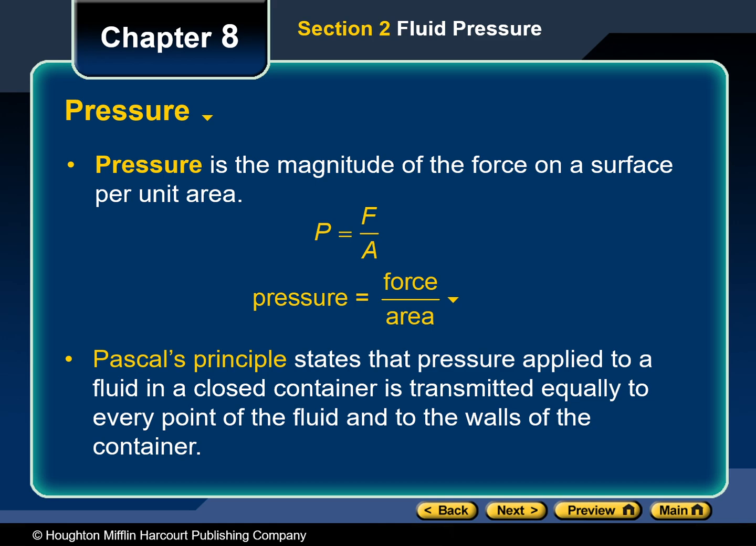Now, when you pump a bicycle tire, you are demonstrating Pascal's principle, or Pascal's law. Pressure applied to a fluid in a closed container is transmitted equally to every point of the fluid, and therefore also to the walls of the container. For example, you apply a force on the pump that in turn exerts a force on the air inside the tire. The air inside the tire then responds by pushing not only against the pump, but also against the walls of the tire. And as a result, the pressure increases by an equal amount throughout the tire.